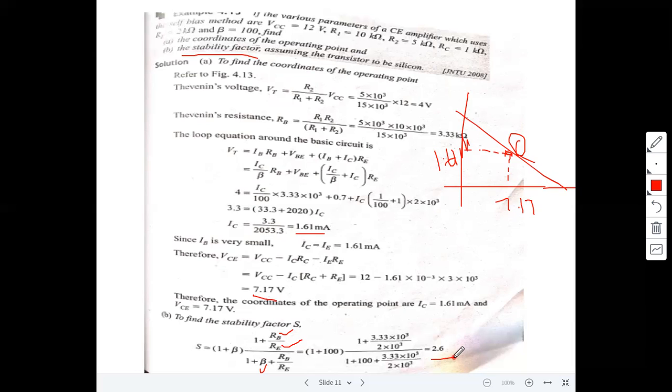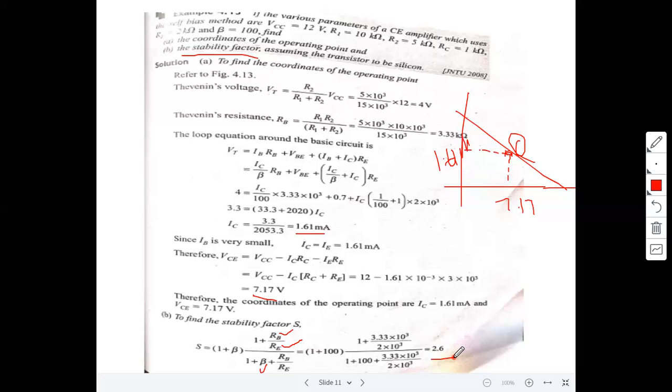In all four configurations, in my first configuration, what is the stability factor? 1 plus beta. If beta is equal to 100, then remaining and previous last case problem also 52, right? Okay, here in this case, the S value is equal to 2.6, very, very small. That means a small S value means the stability of the system is high. The collector current or Q point does not change with temperature.